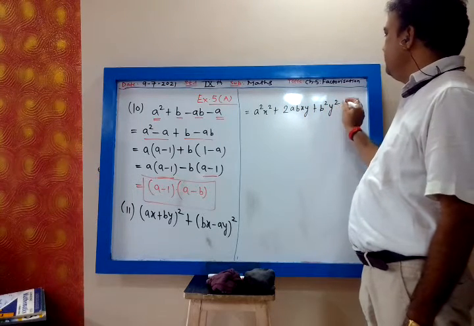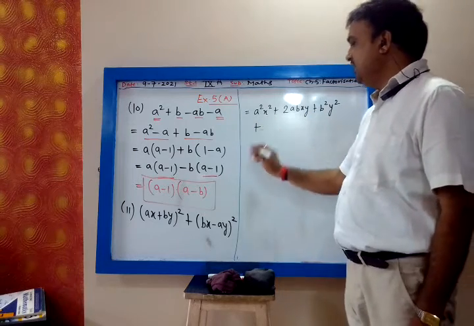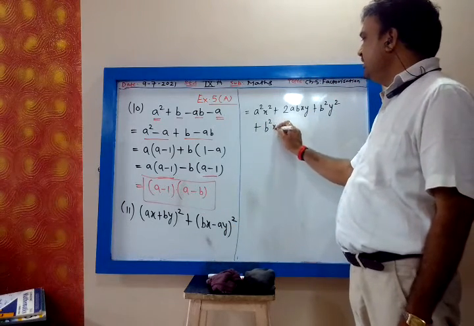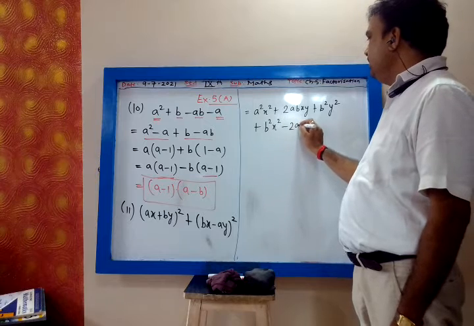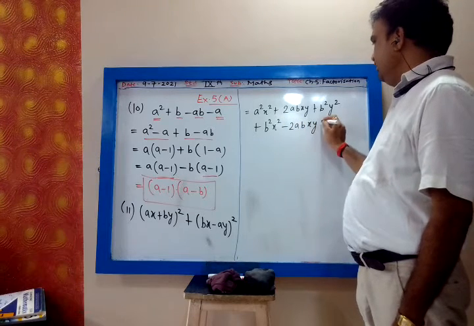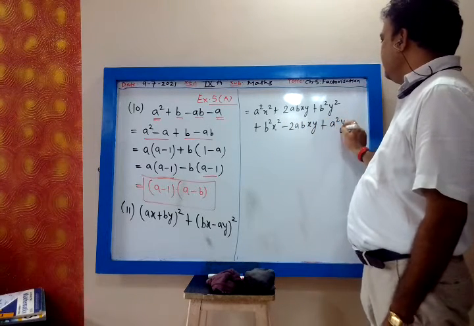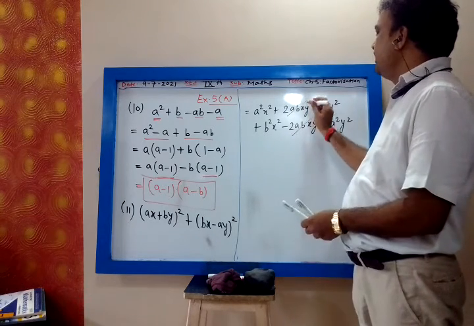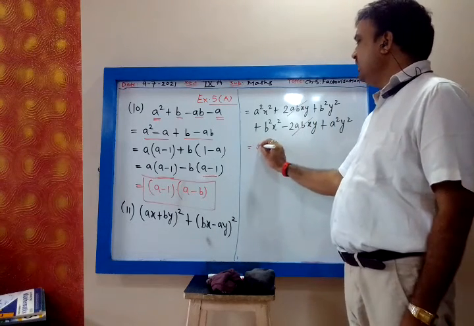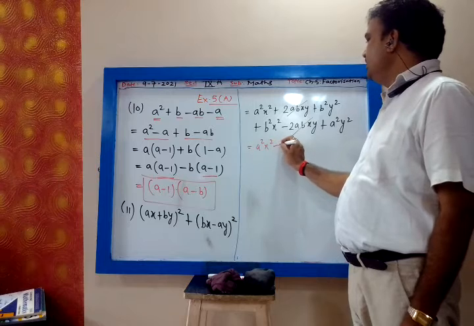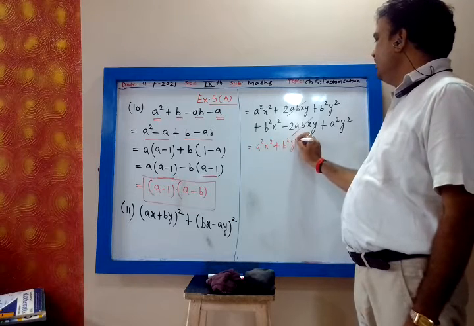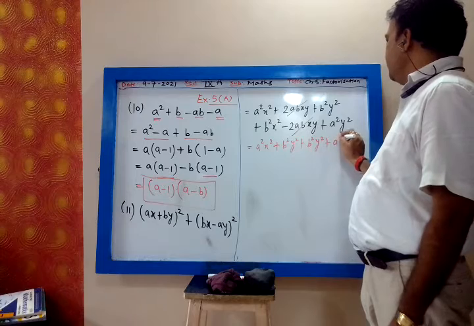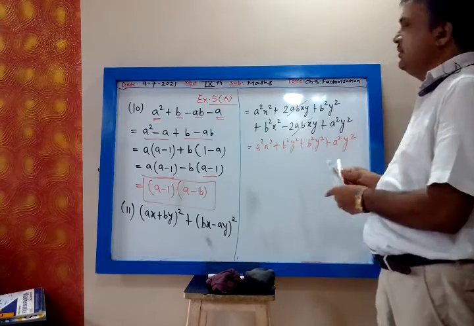Plus again (a - b) whole square, so that is b square x square minus 2ab xy plus a square y square. Now minus 2ab xy gets cancelled with plus 2ab xy. So what is left? a square x square plus b square y square plus b square x square plus a square y square. Now there are four terms.